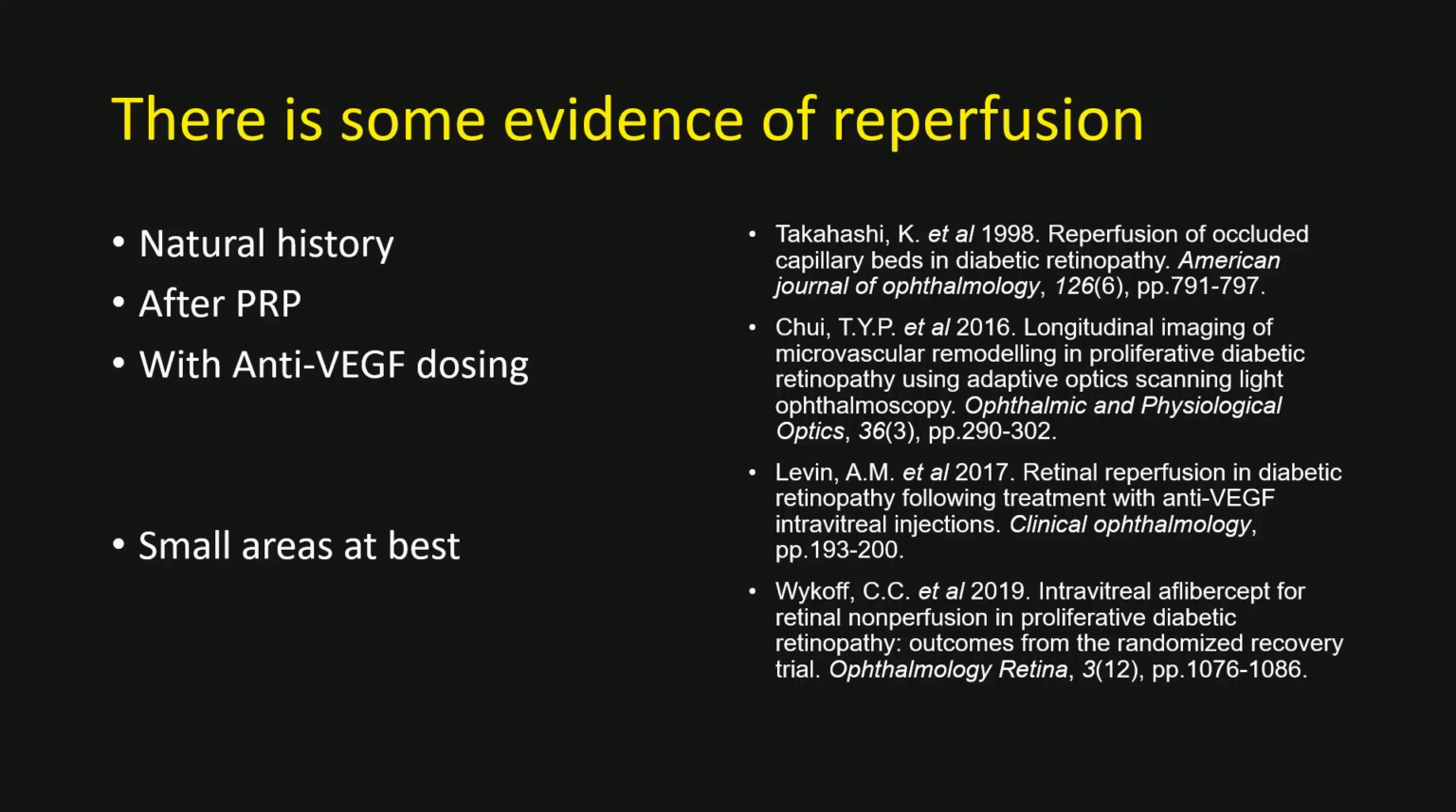And there is some evidence of reperfusion, but that is actually present in the natural history of the disease. It's also been documented after panretinal photocoagulation, and we know a little bit of reperfusion has been documented with anti-VEGF dosing, but in all of these, it was small areas at best. So that suggests to me that the majority of the vessels in eyes with significant retinopathy actually have permanently occluded vasculature.